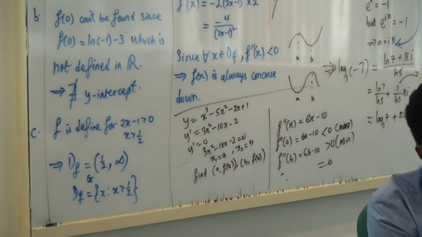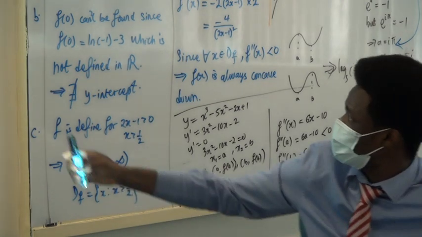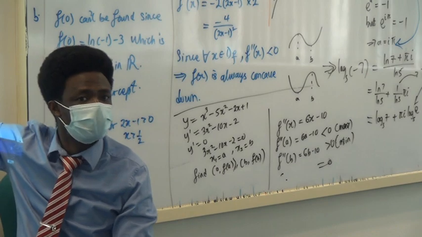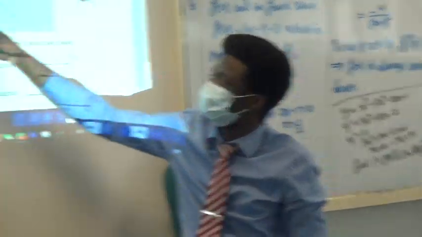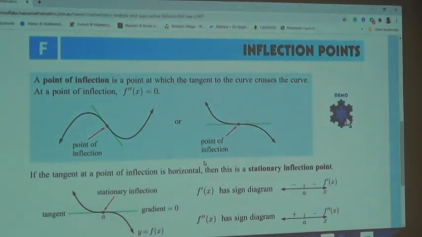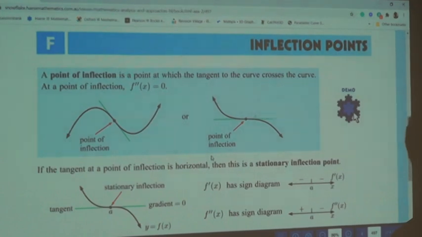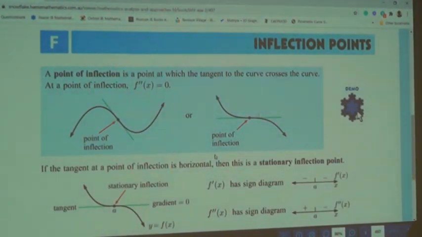At that value of x, what is the gradient? If the gradient is 0, it means this is what it looks like at the point of inflection, because the gradient is 0. Then you say this is a stationary point of inflection, a point of inflection with gradient 0. And of course, your gradient is 0 at a stationary point. That's why we call it a stationary point of inflection.